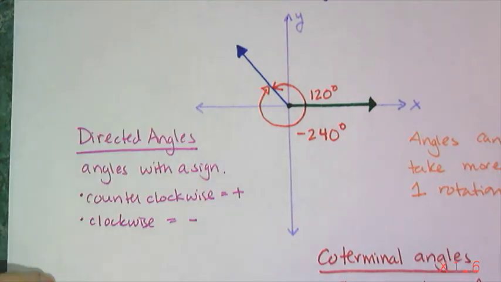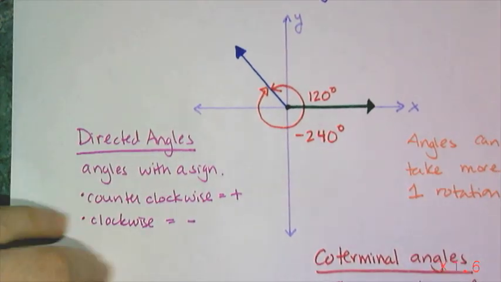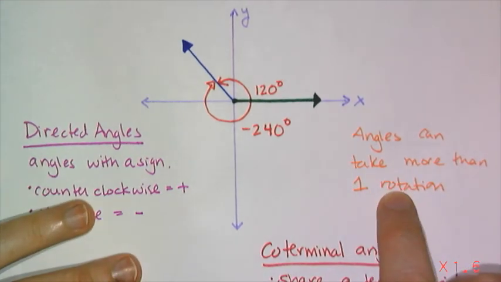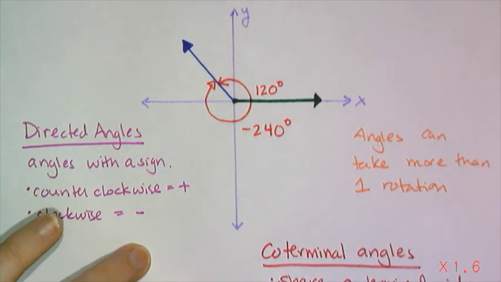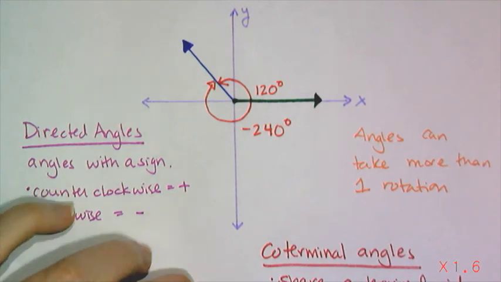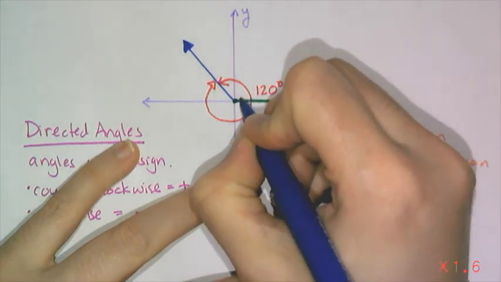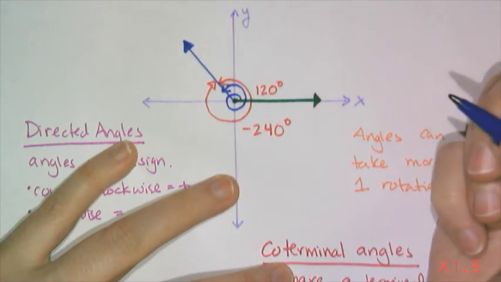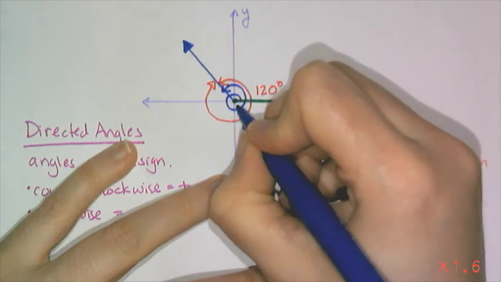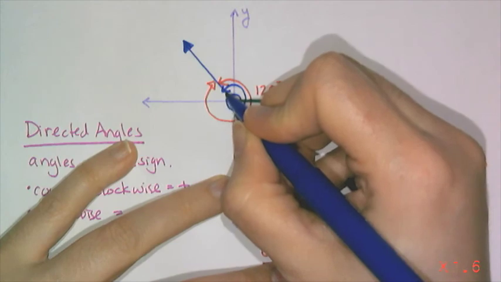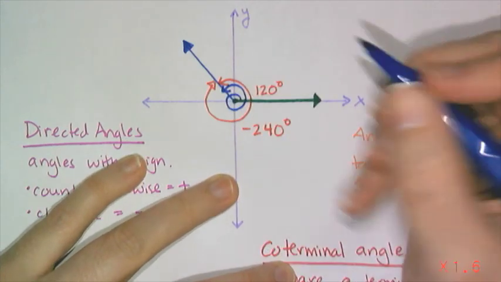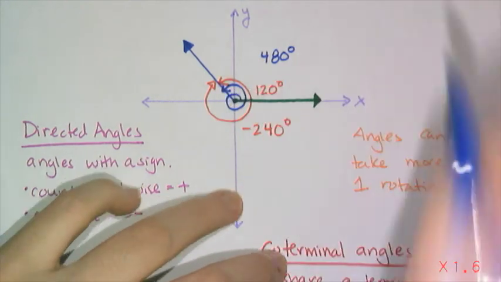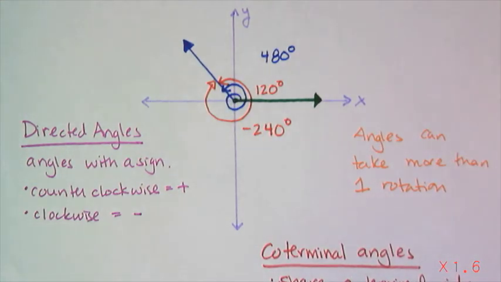Now, we get general angles by realizing that angles can take more than one rotation. So I could draw an angle that does this. It goes around full circle and then to the terminal side. So that little spiral of an angle there is 360 plus 120 or 480 degrees. And I can go around as many times as I want and get an angle as big as I want.